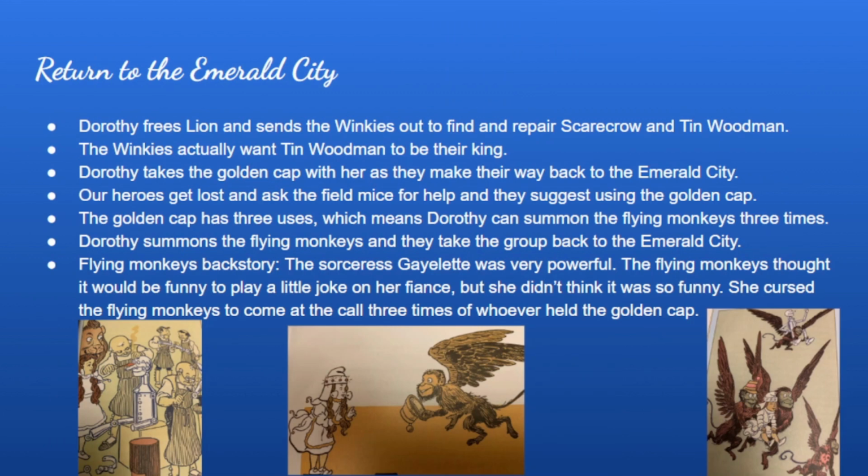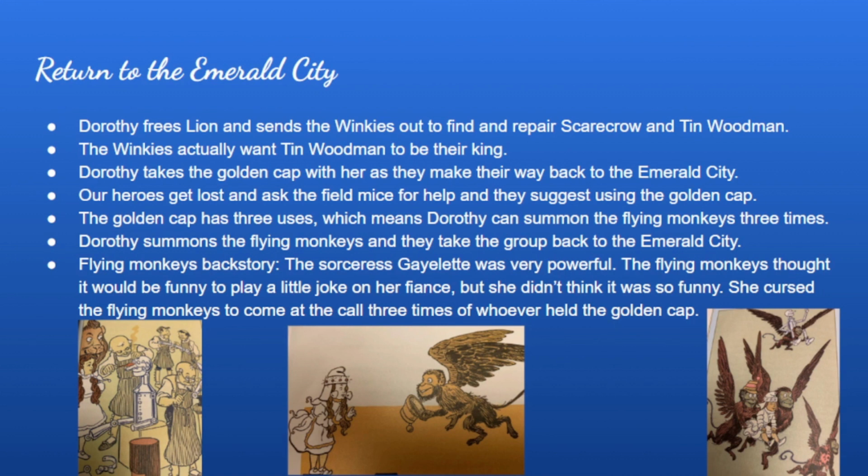Dorothy takes the shoe back, frees Lion, and tells the Winkies that they're free now. She also recruits their help to find Scarecrow's remains and where Tin Woodman fell. Thankfully, the Winkies are excellent tinsmiths and fixed up Tin Woodman. They also repaired Scarecrow. The group set out for the Emerald City, but the Winkies hated to see Tin Woodman go, as they wished him to rule over them.